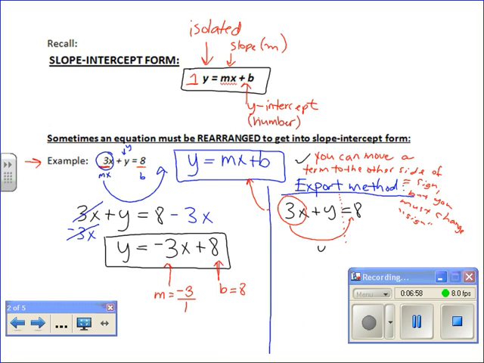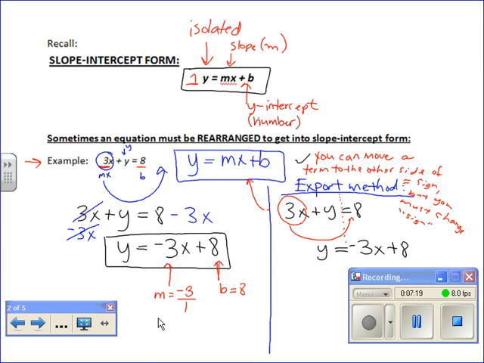So what I'll get is y is equal to, I'm just going to put that negative 3x in front of the 8 right away to get it in order. So it becomes a negative 3x plus 8, because 8 was still over there. So I have to keep that 8 there. Okay, it's plus 8. So that's the export method. Do whichever one works for you.